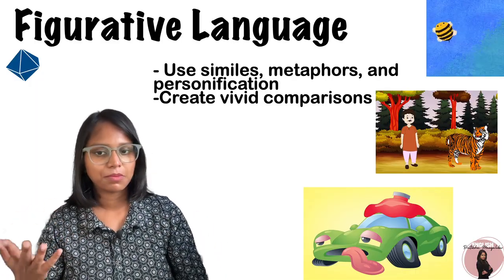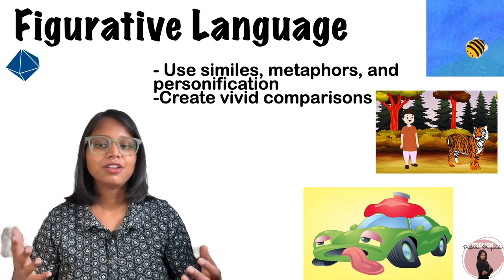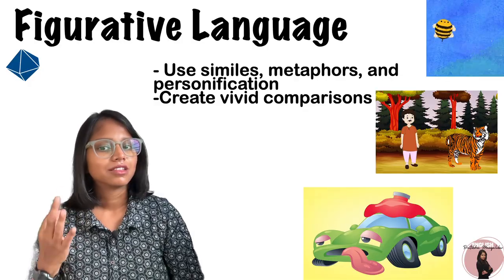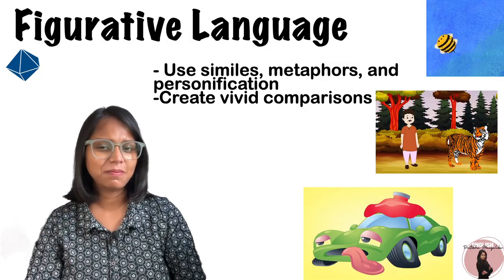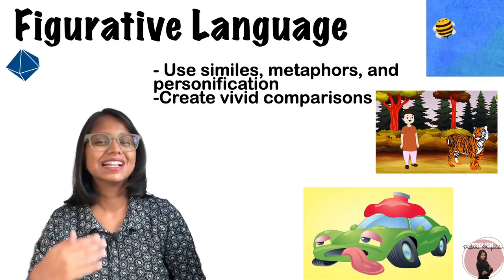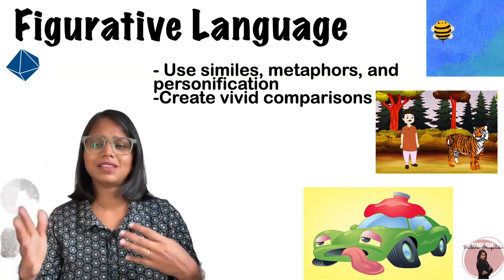Second is an example for a metaphor. Raju is a tiger. Metaphor works on analogy. Third one, the car was so tired it was dead by the end of the journey. It's an example for personification, right? So think on the lines of figurative language.